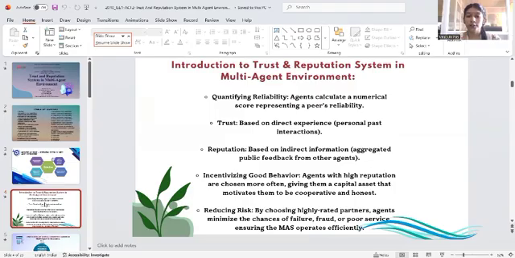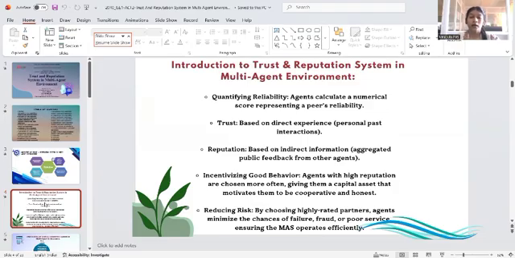Let's see about the introduction, trust and reputation system in a multi-agent environment. First one is quantifying reliability. In that, agents calculate a numerical score representing a peer's reliability. Second one is trust based on direct experience. Third one is reputation based on indirect information.